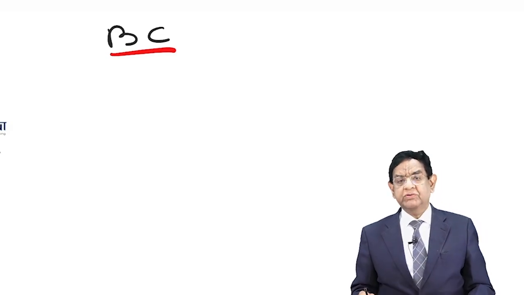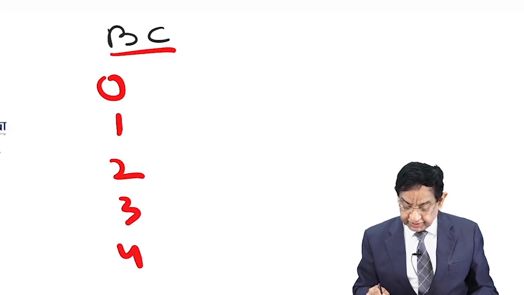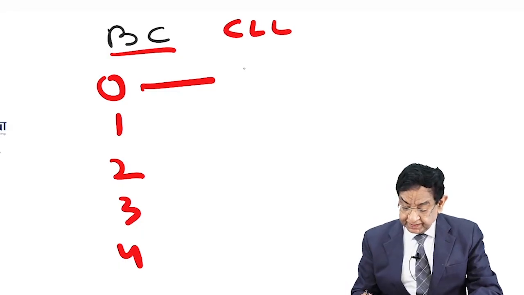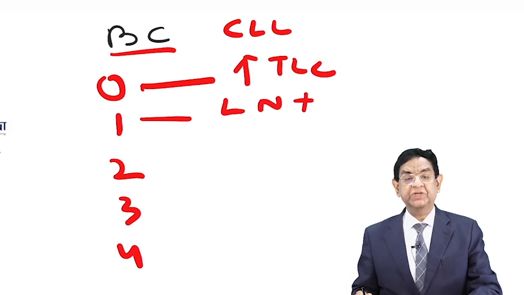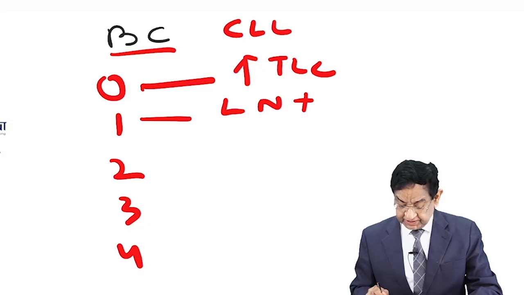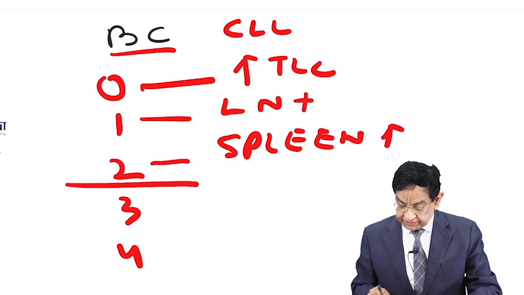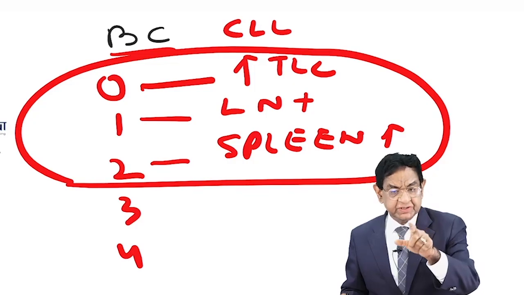Let's see how we do the staging. Stage 0, 1, 2, 3 and 4. In stage 0 of CLL, there is increased TLC count. Stage 1, lymph nodes are enlarged. LN stands for lymph node. Stage 2, spleen gets enlarged. These three occur due to the disease process as such.